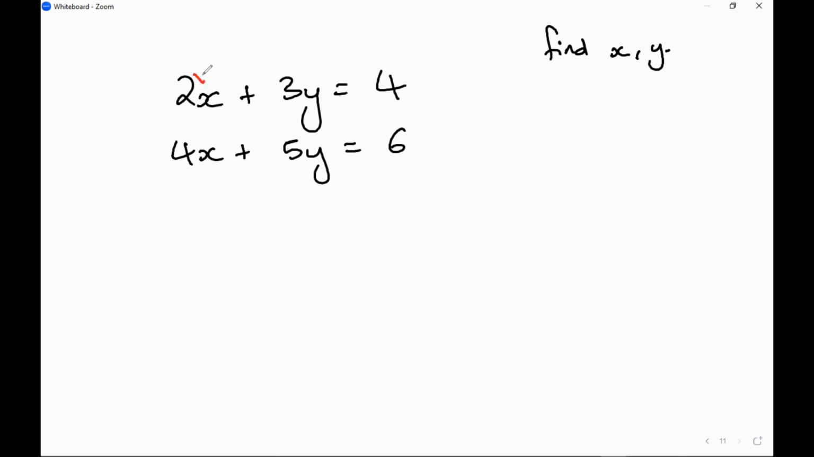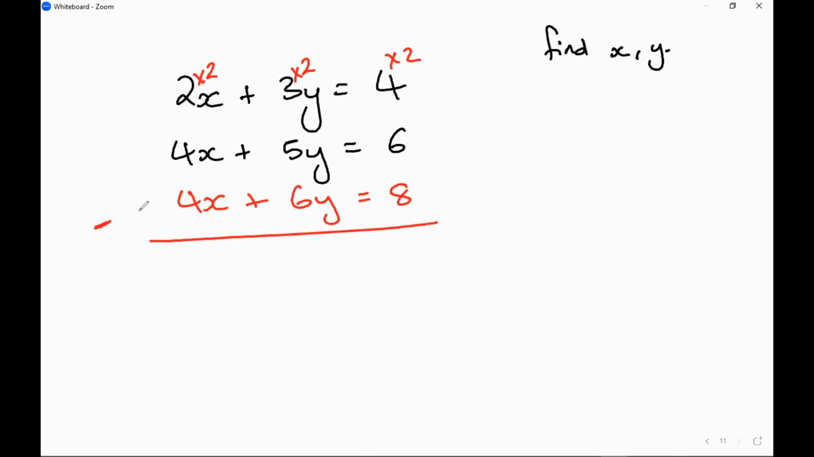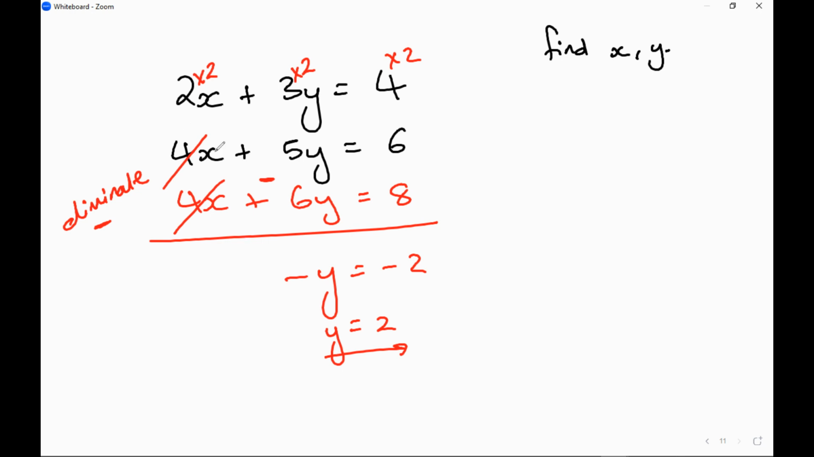And in this case here, I can see if I multiply this by 2, then it'll become 4x. So I do everything like that. This becomes 4x plus 6y equals 8. Now, subtracting will eliminate the 4x. And then 5y minus 6y is negative y, and 6 minus 8 is negative 2. So my y will equal 2. But I needed to get this to become 4x in order to subtract it into nothing.